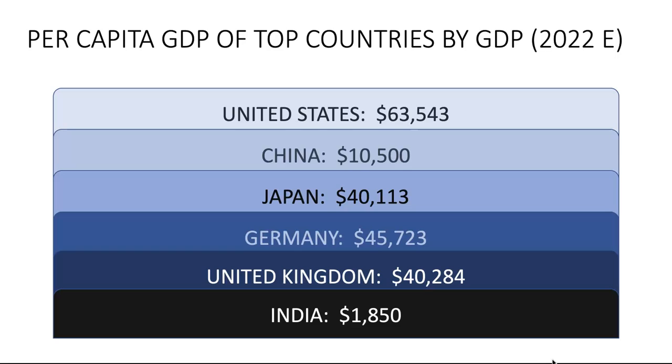As this chart shows, there's a great deal of disparity in the per capita GDP of the top 6 GDP countries of the world. So the better measure of the wealth of the people of a country is indeed the per capita GDP. Let's look at the top 6 countries of the world by per capita now.